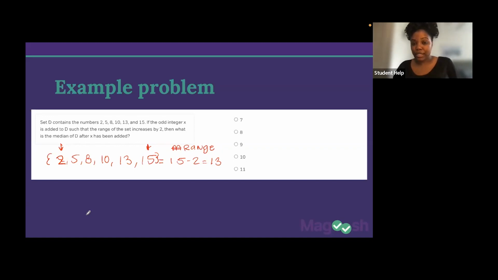There are only 2 places. At the end, so I could say maybe X could go here, or where? Or the beginning, which means X could go here, right? So at this point, we're not sure. X is either going to be on this side of our set or on this side of our set.